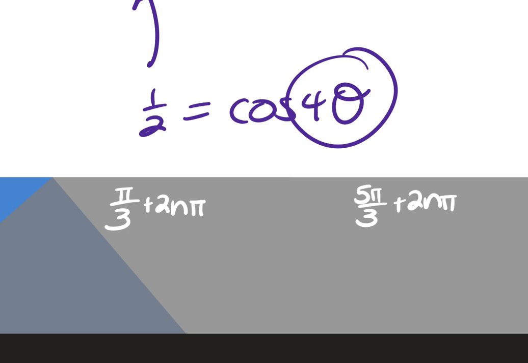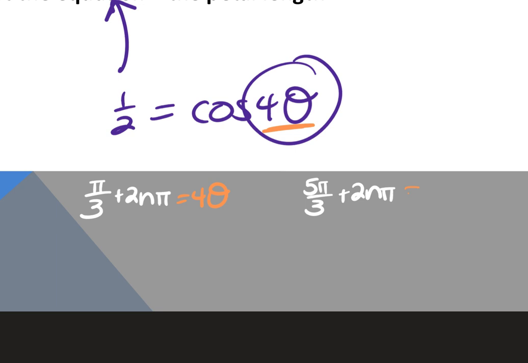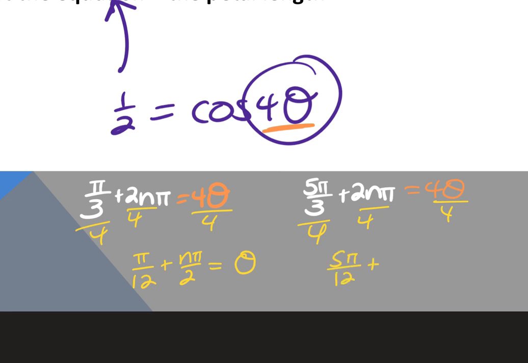And then because this is not equal to theta, this is equal to 4 theta, we have to then take that and divide by 4. So in this case, theta would be at pi over 12 plus n pi over 2 and 5 pi over 12 plus n pi over 2. So that's going to tell you where your first 2 petals are. There's a petal here, there's a petal here.